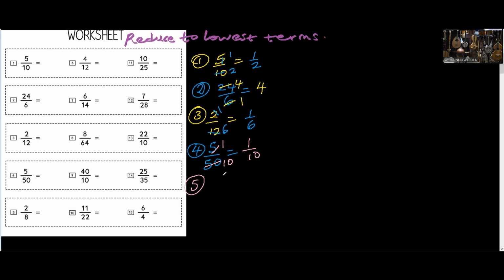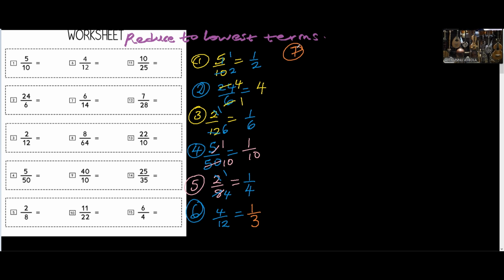Okay, number 5. 2 over 8. What do you think this should give me? That should be 1 over 4, not just 2 over 4, okay? Because 2 here is 1, and 2 here is 4. Then number 6, we have 4 over 12. What do you think this should give me? 1 over 3. Good.